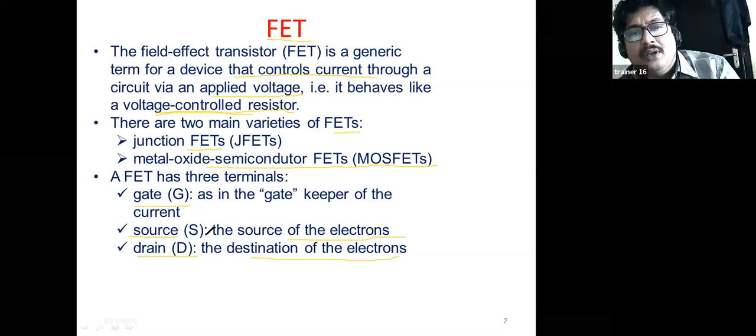And in between the emitter and collector, there is one more terminal. What is that? It is the base. But here, instead of the base, it is a gate. In this FET, the gate is the common terminal for both input and output. So remember this point. There, the base is the common terminal for both emitter and collector, but here it is the gate. The gate is the common terminal for both input and output.